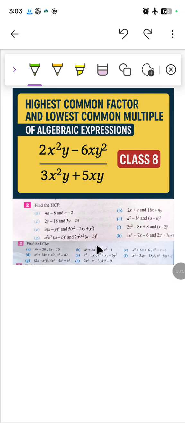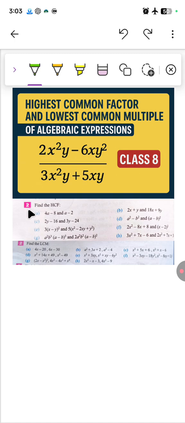Well, hello everyone. Today we have already finished factorization and we are moving ahead with another topic of class 8, that is highest common factor and lowest common multiple of algebraic expression.